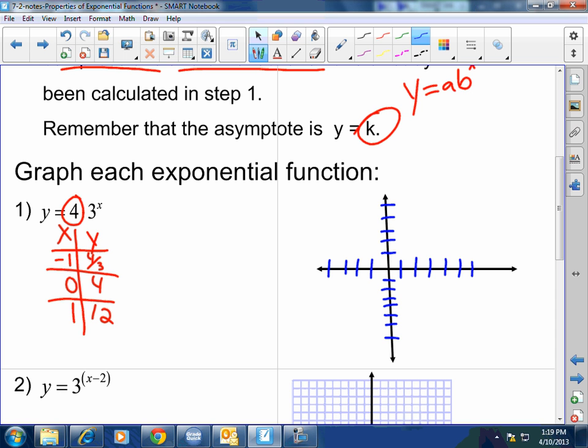So I've got -1 and 4/3. By the way, do I have to do any shifting here, left or right or up or down? No. So once I make this table, we're done. All we did here was a compression or a stretch, and in this case, it was a stretch. So -1, 4/3, that's 1 and 1/3. 0, 4, and 1, 12. Wow, 12 is going to be like all the way up here. So it's going to be like this. And that's it. You're done. You have no horizontal shifting, and you have no vertical shifting. Does that make sense, guys?